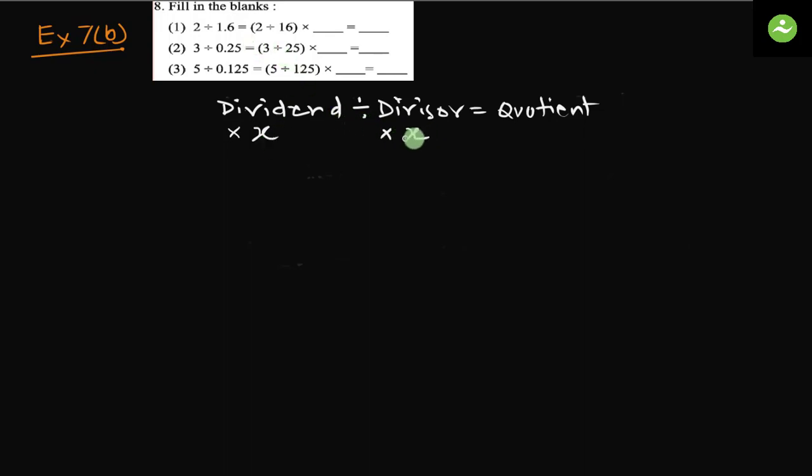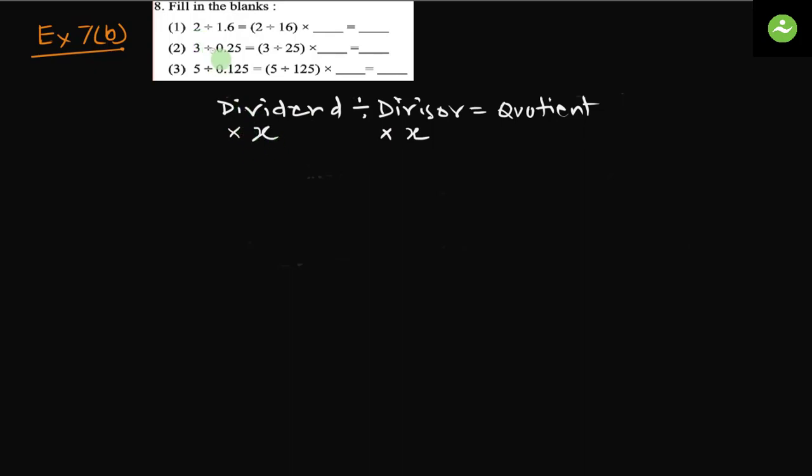Why do we need to multiply? Sometimes to solve decimal fraction calculations, we need to multiply the divisor or dividend, and in that case we always have to remember that if we multiply the divisor by any number, we have to multiply the dividend also by the same number.